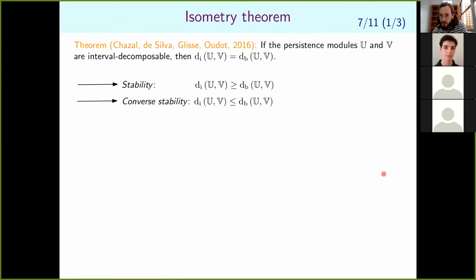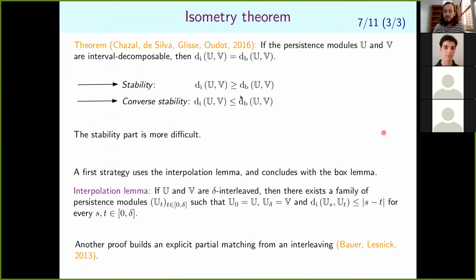Okay, let's continue. I was saying that there is this stability result that is more difficult to prove, and it is interesting that it is difficult to prove. I will present one strategy here. Basically, when you want to prove the stability theorem, you suppose that the interleaving distance is small, and you want to prove that the bottleneck distance also is small.